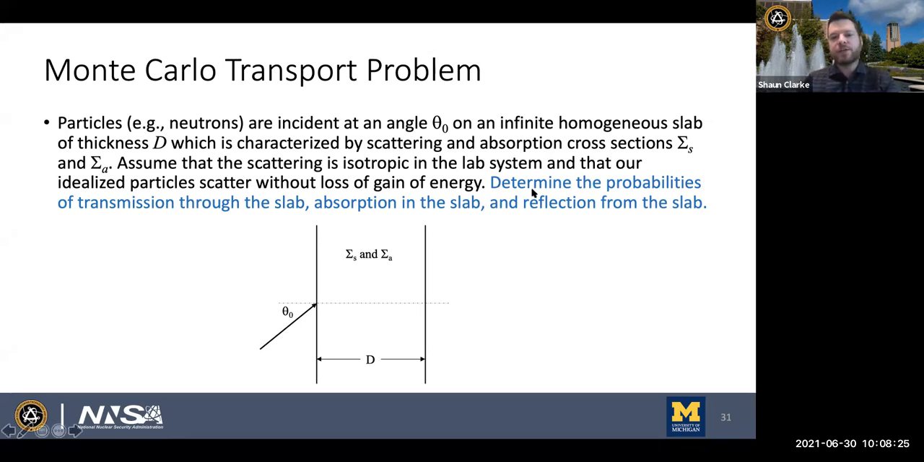And what we're going to be trying to do is to determine the probability that particles transmit through the slab so that they can make it all the way through, the probability that the particles get absorbed in the slab, or the probability that the particles reflect from the slab, meaning that they scatter and leave the slab through the same surface by which they entered.